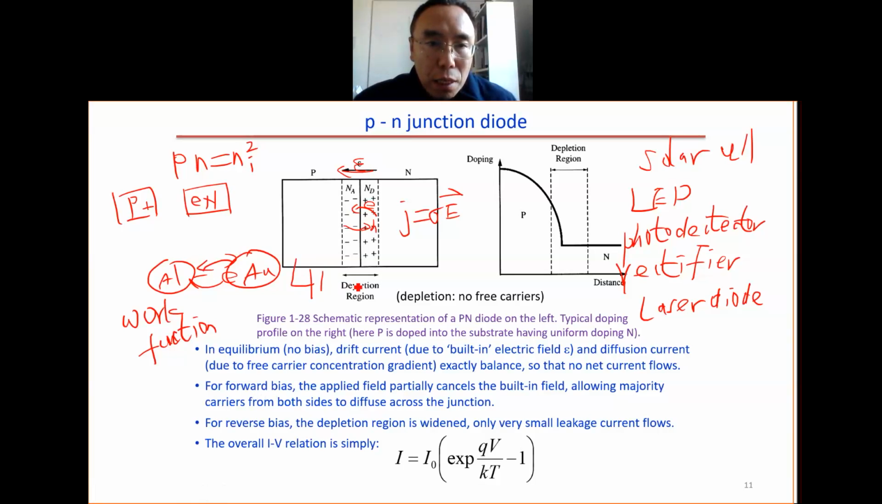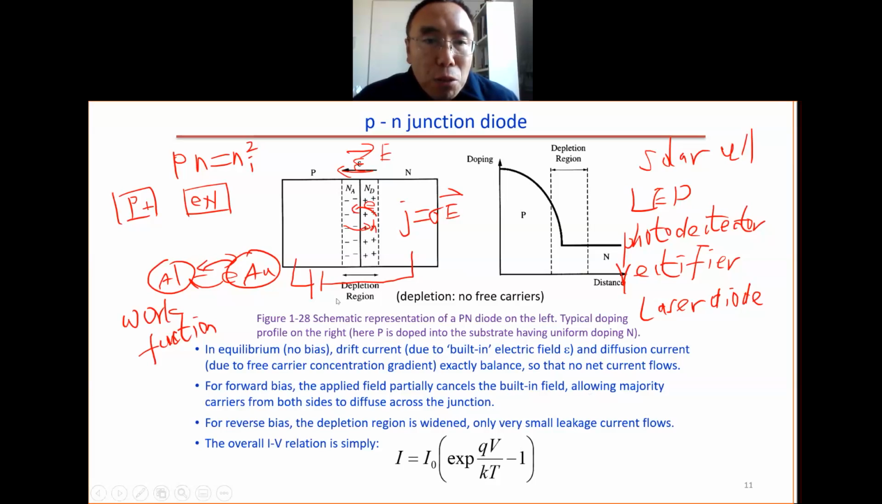When we have forward bias, the electrical field will be something like this. You can see the field direction will be to the right side, so the field in the junction will be to the right. The field from this bias will cancel out the built-in field. As a result, the depletion layer will be narrower and the field will be smaller. So electrons can come from the right to the left and holes come from the left to the right. This is called forward bias, and we have a very large current.